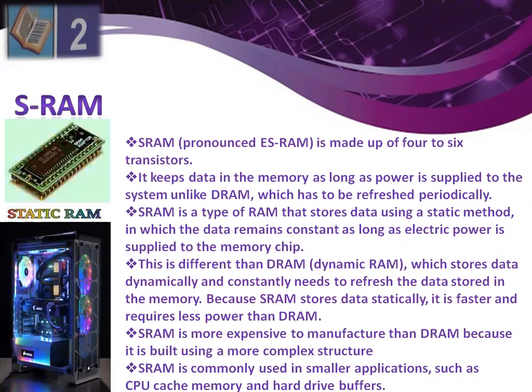It can retain the power. It can save the data for a specific time period. So it requires more transistors than dynamic RAM. It is faster than DRAM and more expensive. So it is a faster memory and more expensive. Static RAM is used as cache memory in computers and hard drive buffers.